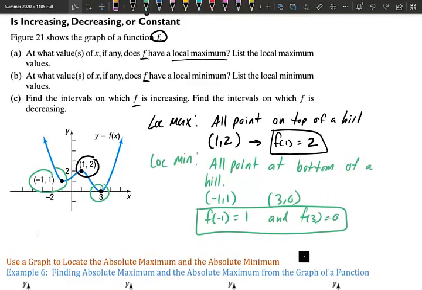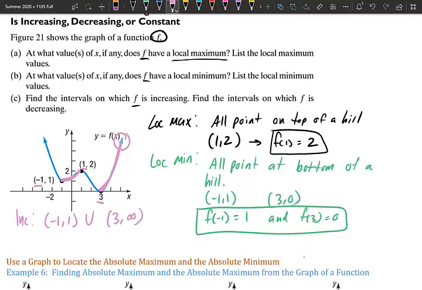Alright, let's find where this is increasing, decreasing. It's not constant, so it's not going to even ask for it. So increasing is when the graph goes up, and we read left to right. So it goes up here, and it goes up here. So it goes up from -1 to 1. Since there's a break, remember that means union. And then the arrow means forever, so 3 to infinity.